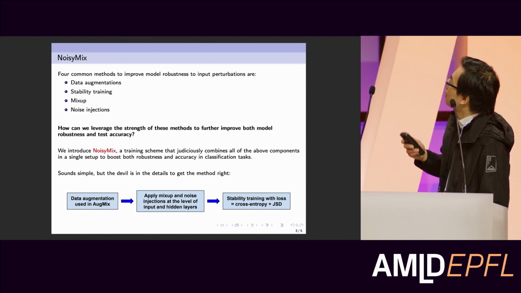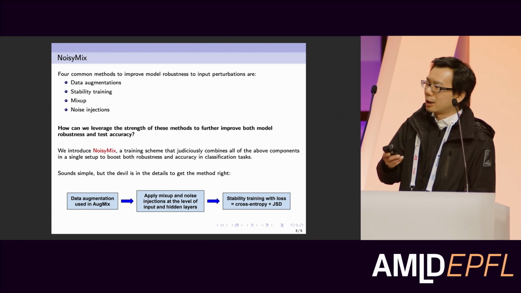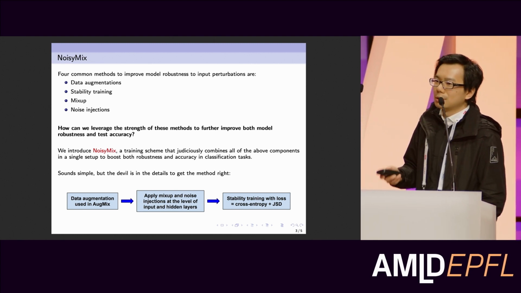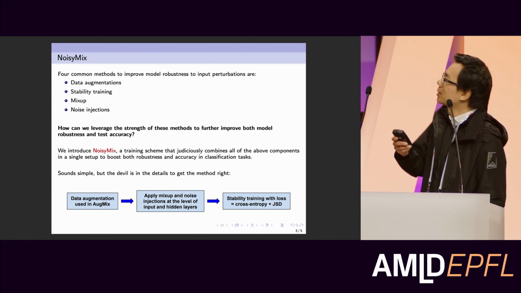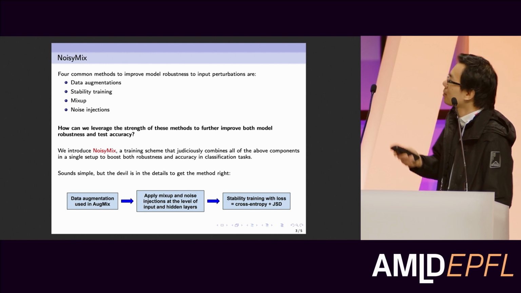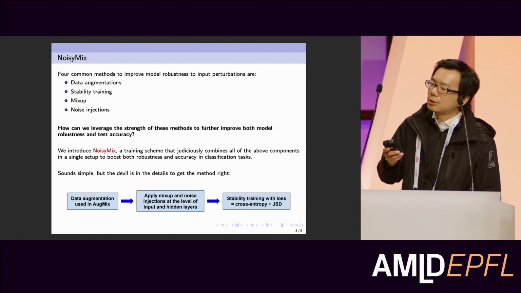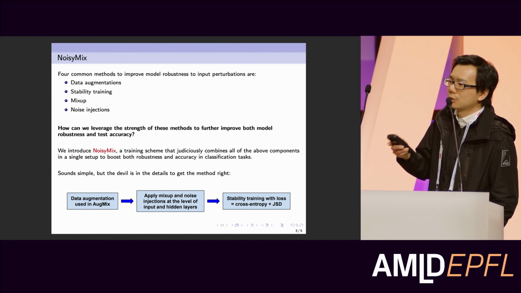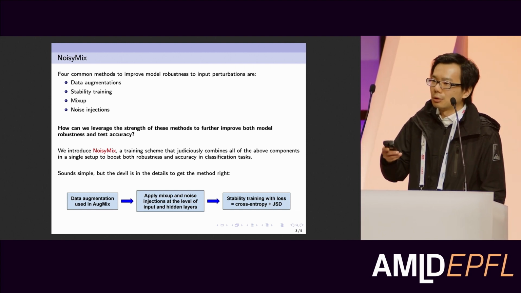Here we use a loss function which consists of two parts: the cross entropy that we are familiar with, and a stability objective that is based on the Jensen-Shannon divergence. That's a measure of deviation between two probability distributions. In this case, the probability distributions on the clean data and the perturbed or noisy data.